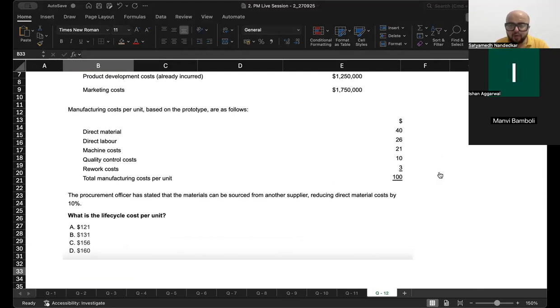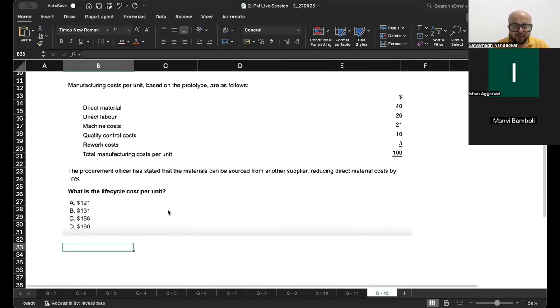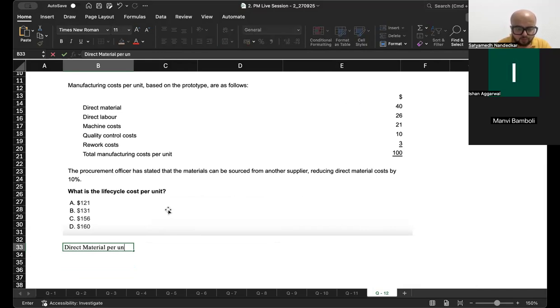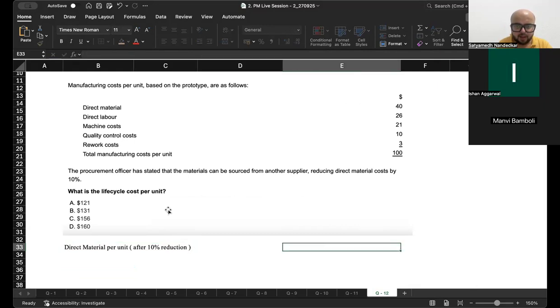ठीक है, how do you get the life cycle cost per unit? अब see, direct material after 10% reduction, after 10% रिडक्शन, है ना, कितना हो जाएगा?